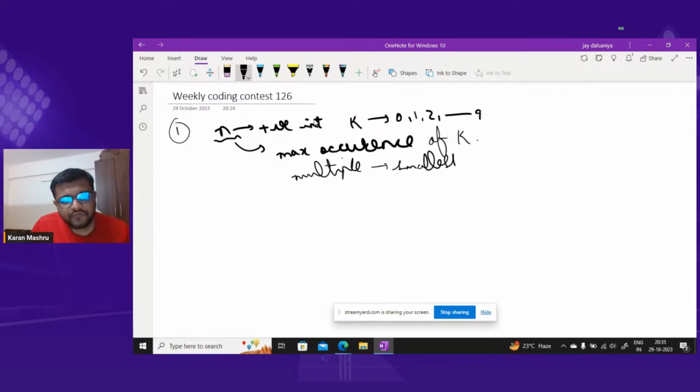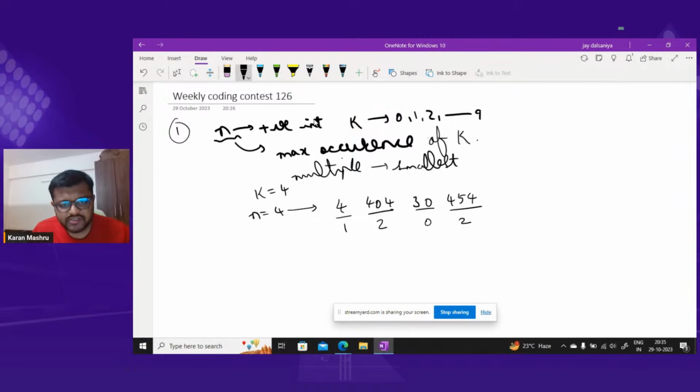For example, let's say k is 4, and n is equal to 4, so there are four numbers in the array. Let the array be 4, 404, 30, and 454. Here the occurrence of k, that is 4, is 1. Here the occurrence of k is 2. Here the occurrence of k is 0. And here also the occurrence of k is 2. So the maximum occurrence of k is in this number and in this number.